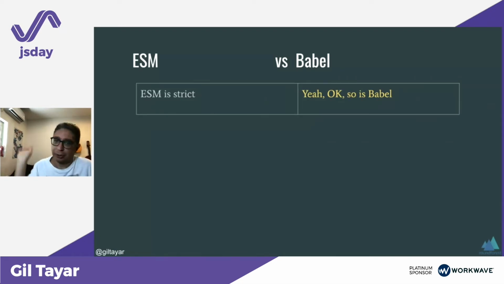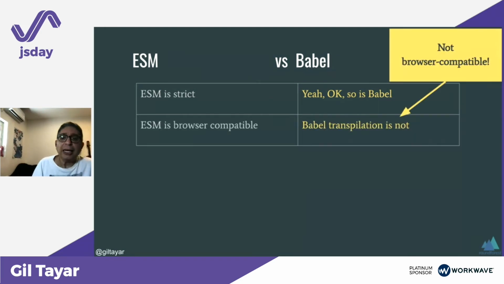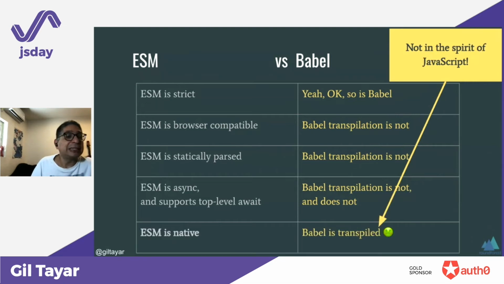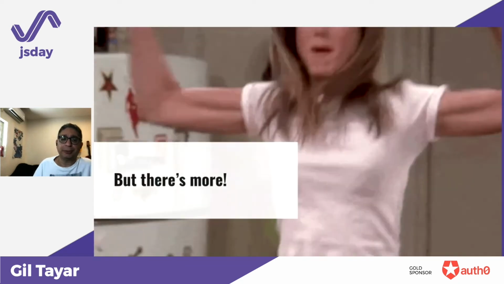ESM is strict. Well, okay, so is Babel. Babel transpiled code is also strict. ESM is browser compatible. Babel transpilation is not browser compatible. ESM is statically parsed. Babel transpilation is not, because it transforms into a require. And ESM is async and supports top-level await. If you're using Babel transpilation, you can't use top-level await. ESM is native in ESM. Babel is transpiled. Not a big fan of transpilation.